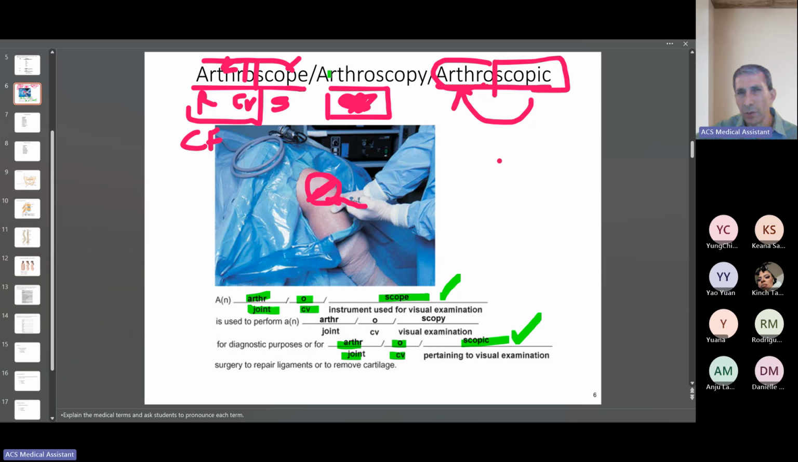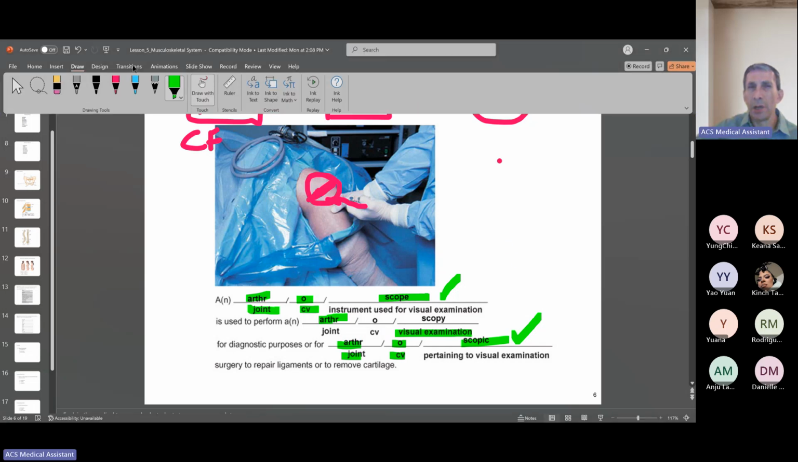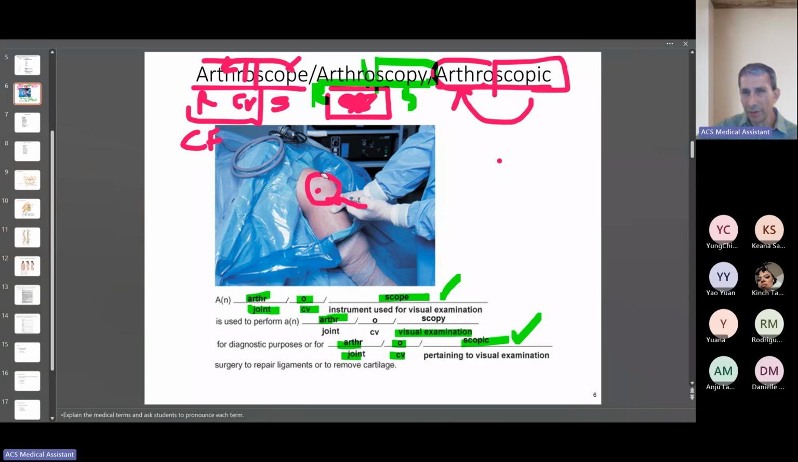Now we're going to see this one right here, arthroscopy. Scopy is the suffix, o is the combining vowel, arthr is the word root. Remember, scopy now is the actual action of visualizing. So visual examination of what? Of the joint. Viewing of the joint. So this is how we use these terms. So it's not complicated.